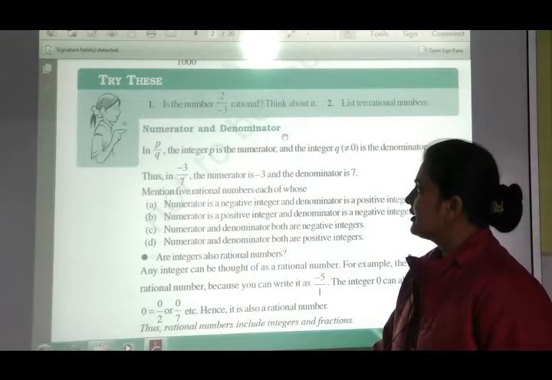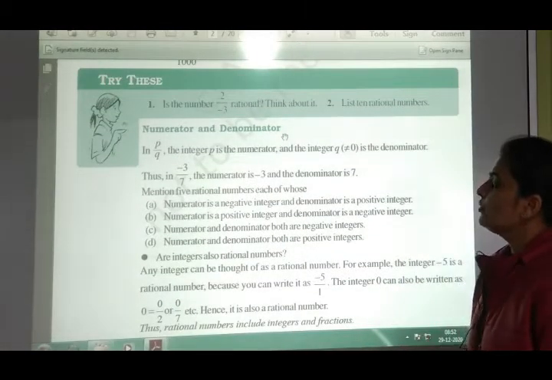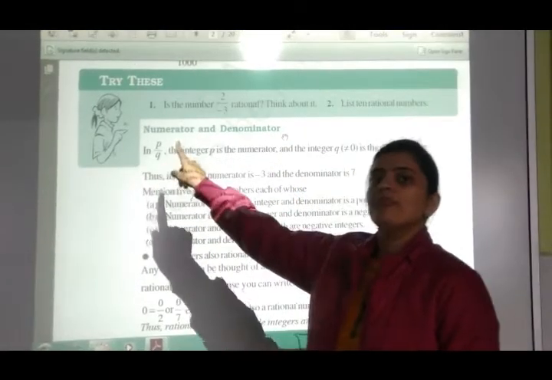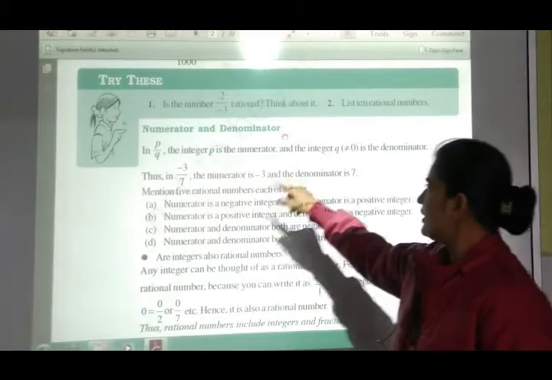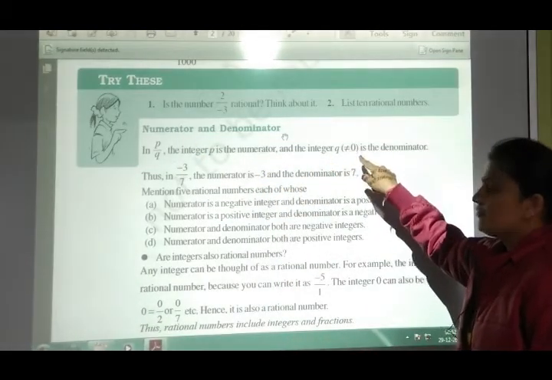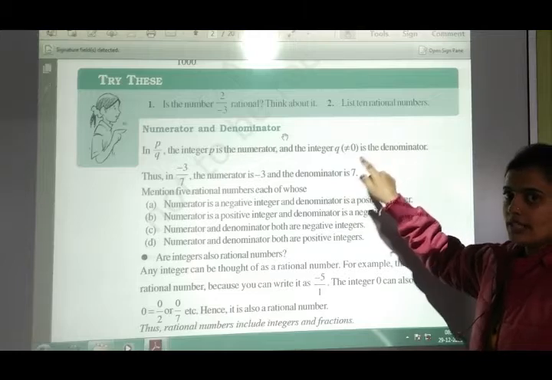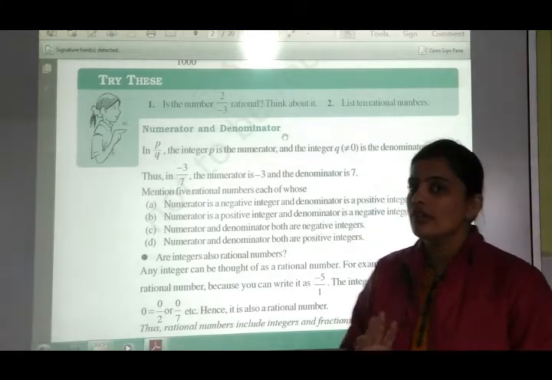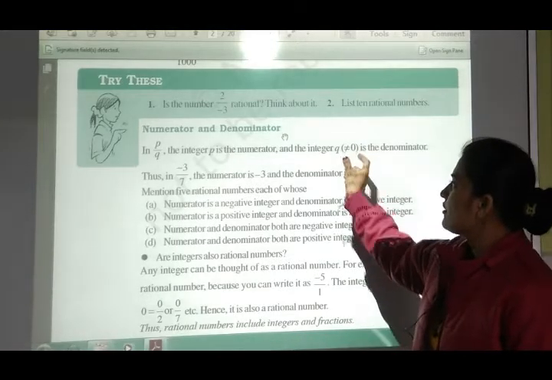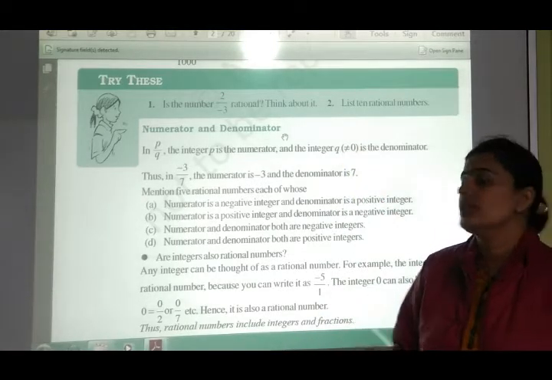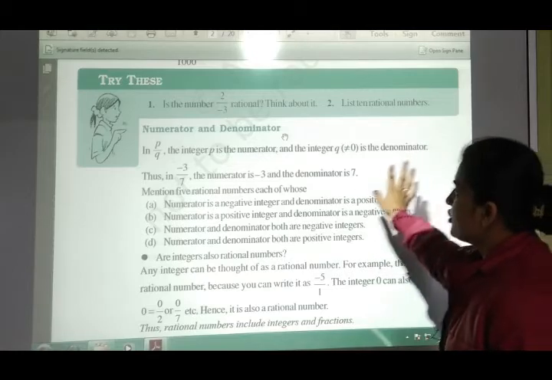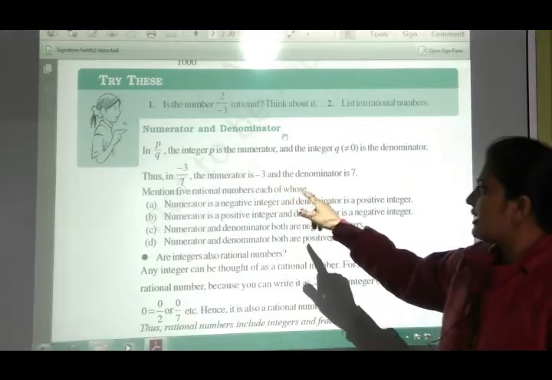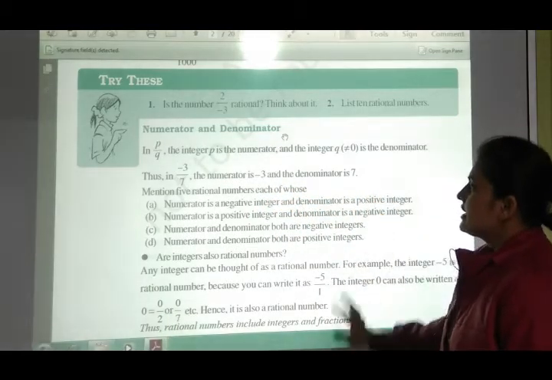Now next, numerator and denominator. In p by q, the integer p is the numerator. In p by q, what is p? P is the numerator and the integer q, which is not equal to 0. In integers 0 is included, but q should not be equal to 0. So this q not equal to 0 is compulsory for rational numbers. Q is the denominator. Thus, in minus 3 by 7, the numerator is minus 3 and the denominator is 7.